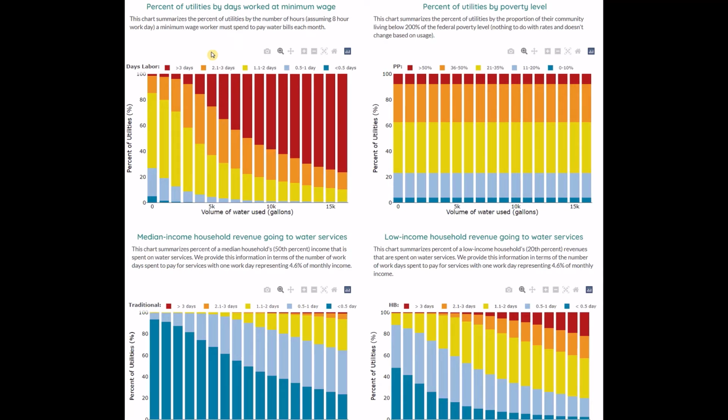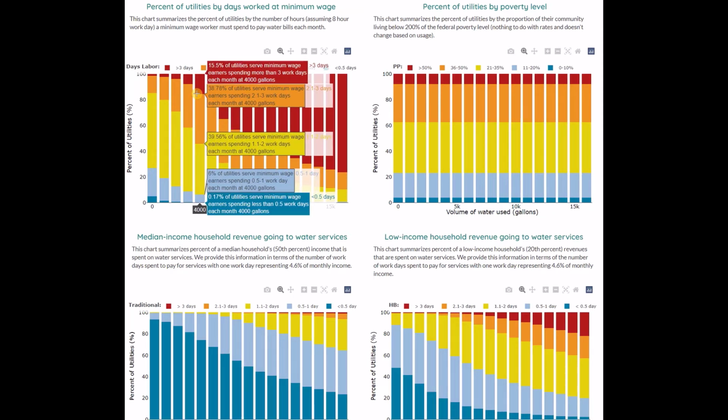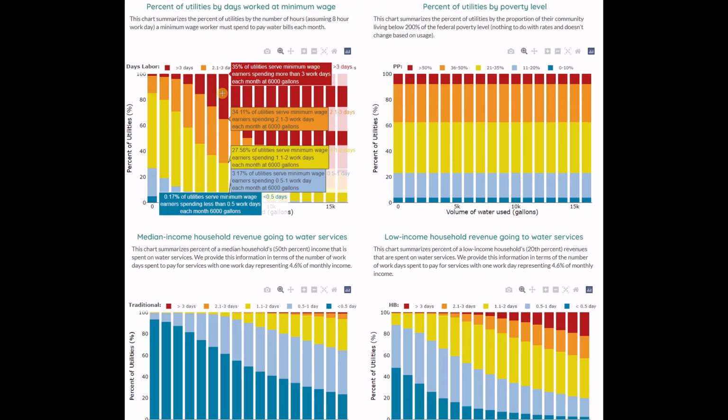For minimum wage earners, we see that at 4,000 gallons, roughly 6% of utilities serve minimum wage earners spending less than a day of labor to pay for water services, while 15.5% serve minimum wage earners spending more than 3 days of labor. At 6,000 gallons, 35% of utilities serve minimum wage earners spending more than 3 days of labor, and by 12,000 gallons, that number increases to 65.5%.